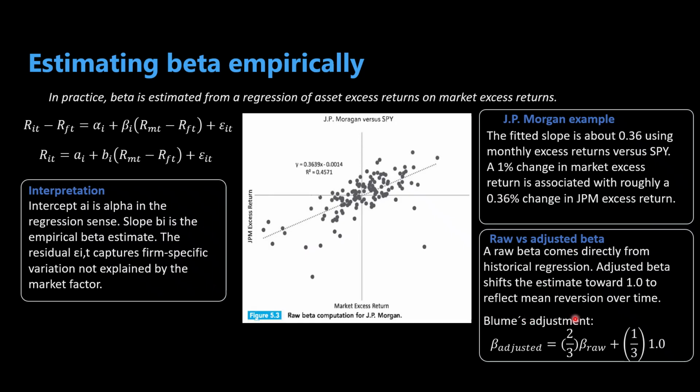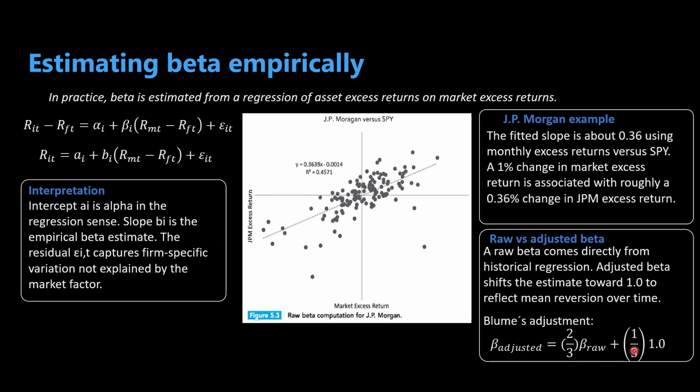Raw versus adjusted beta. The raw beta comes directly from the regression. However, there is a well-documented tendency for estimated beta to mean revert toward 1. Of course, that will happen over time. To account for this, practitioners often use an adjusted beta which blends the raw estimate with 1, Bloomberg's adjustment being the most common form, which we have given the relationship here.